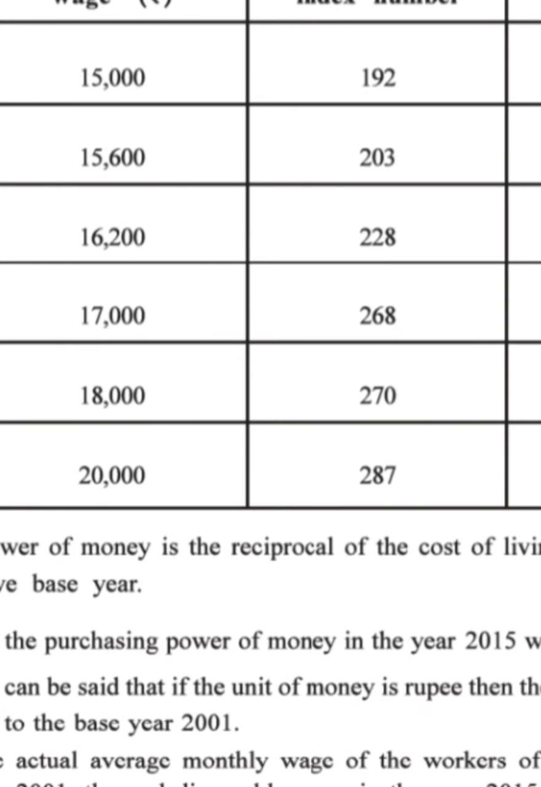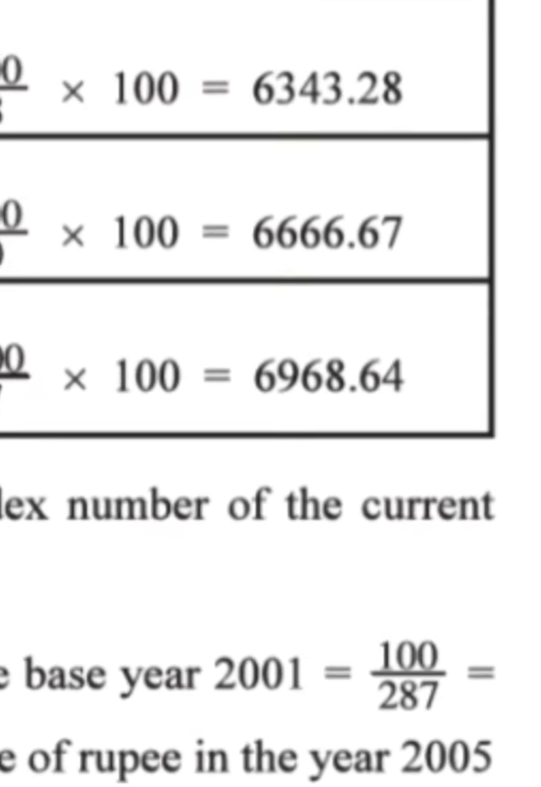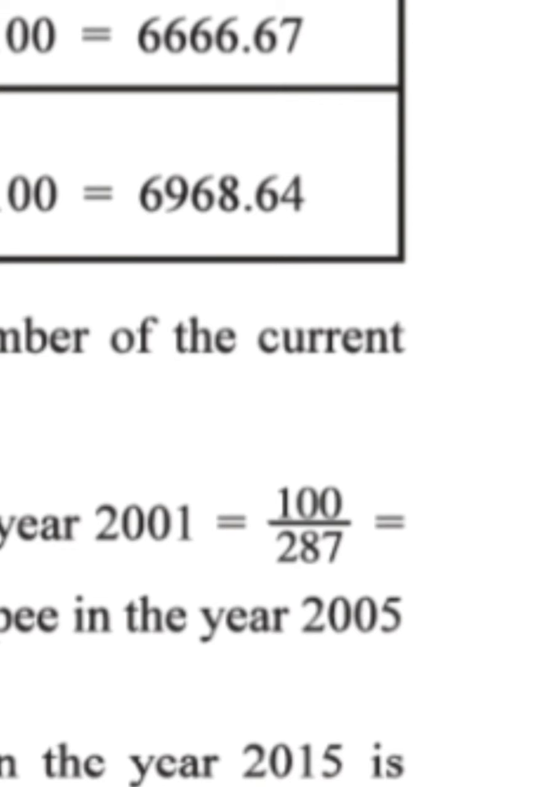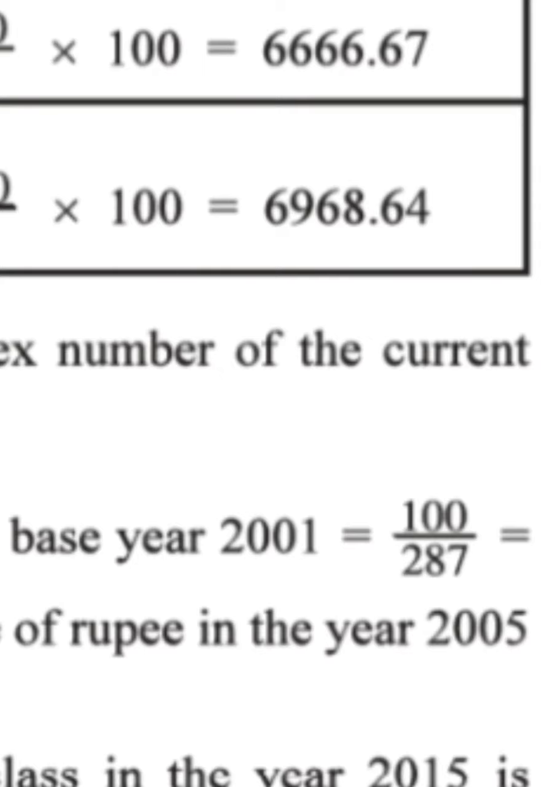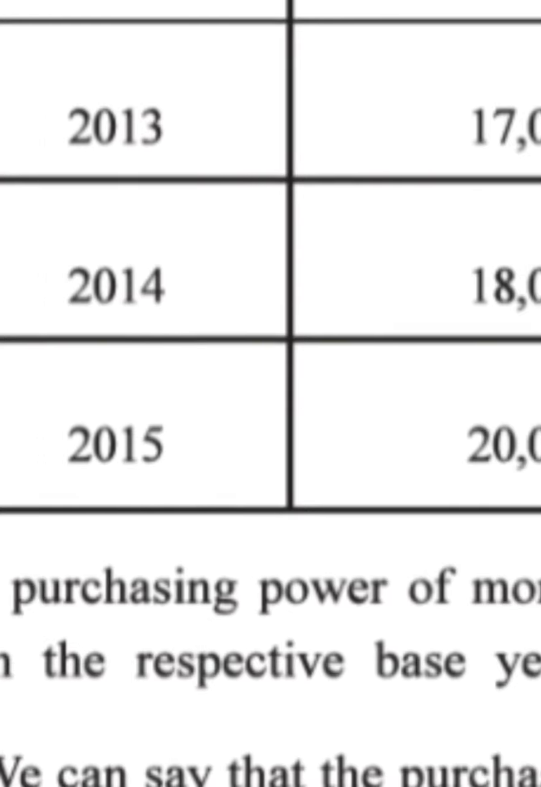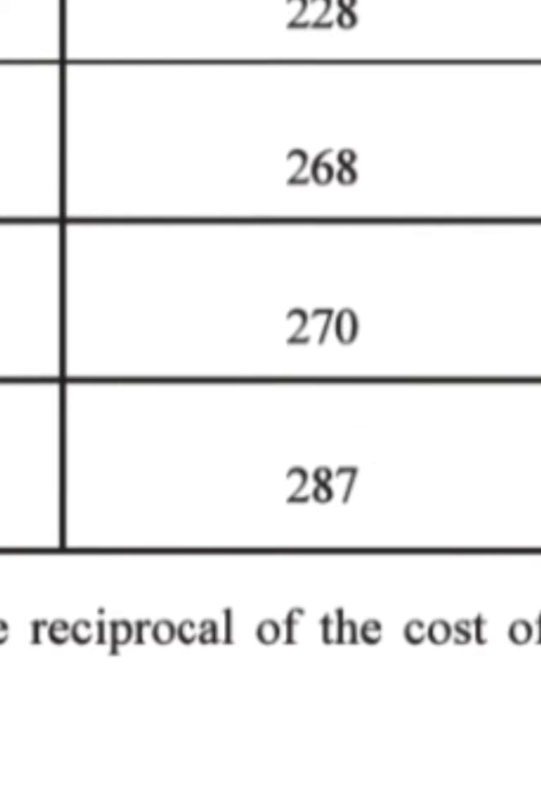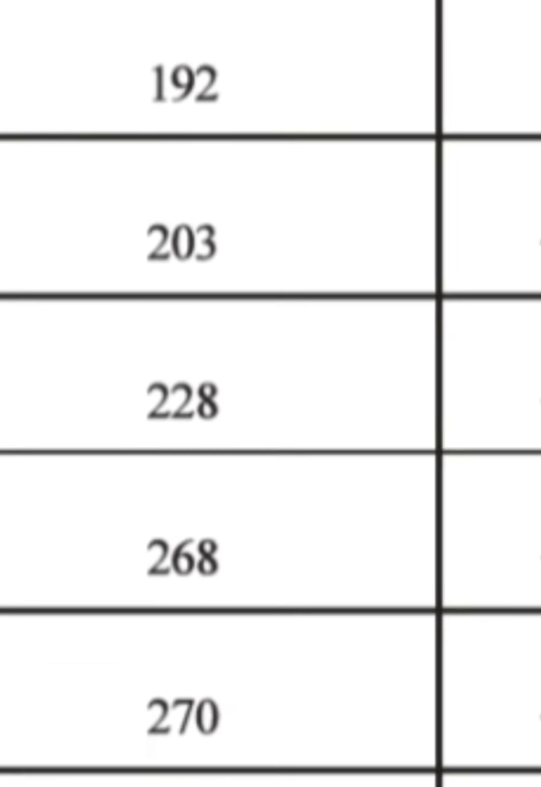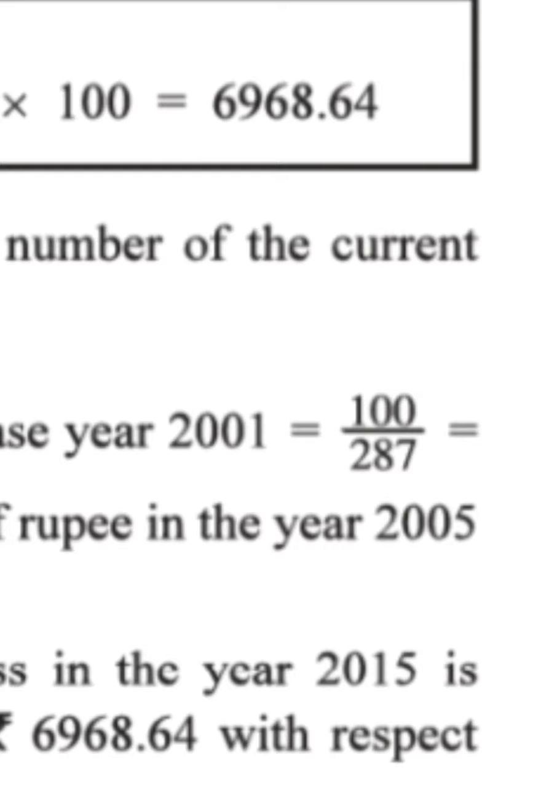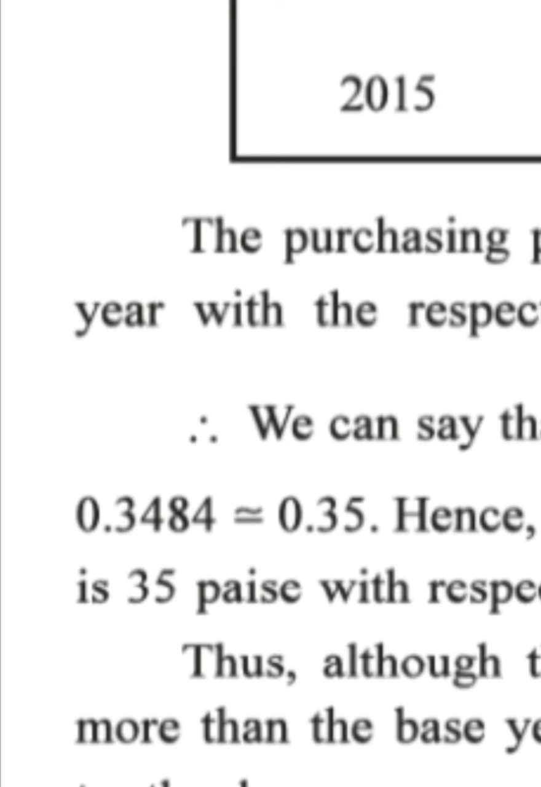Now children, they have told us to find out the purchasing power of the money. How are we going to find the purchasing power of the money in the current year? You are going to take 100 in the numerator and divide this 100 by 287. That is for the current year, 2015, where 287 is the cost of living index number. So 100 divided by 287 will give you 0.3484, which is equivalent to 0.35.